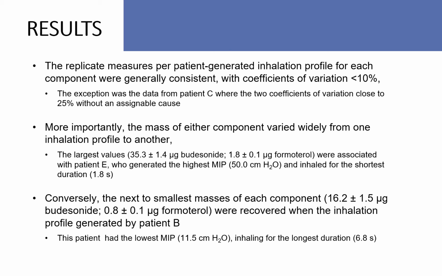Our largest values were 35 micrograms of budesonide and 1.8 of formoterol, associated with patient E, who generated the highest mean inspiratory pressure of 50 centimeters of water and inhaled for the shortest duration of only 1.8 seconds. Conversely, the next to smallest masses of each component, 16.2 micrograms budesonide and 0.8 of formoterol, were recovered when the inhalation profile from patient B was at its lowest mean inspiratory pressure of 11.5 centimeters of water, inhaling for the longest duration of 6.8 seconds.